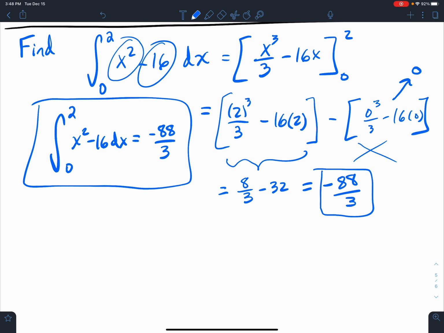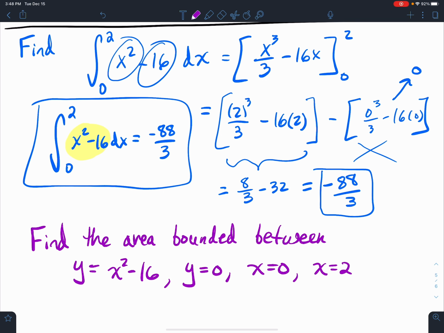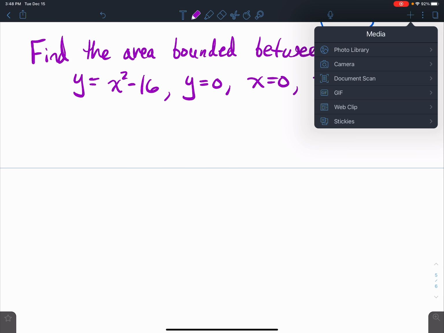Now, I'm going to do a different problem, but it's going to look very similar. Find the area bounded between y equals x squared minus 16, so that's looking familiar, right? y equal to 0, x equal to 0, and x equal to 2. Okay, so what does this look like? Well, let's drop in a sticky.